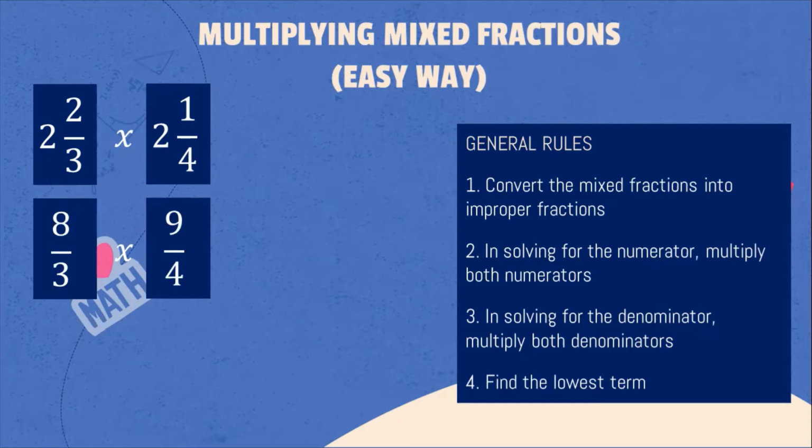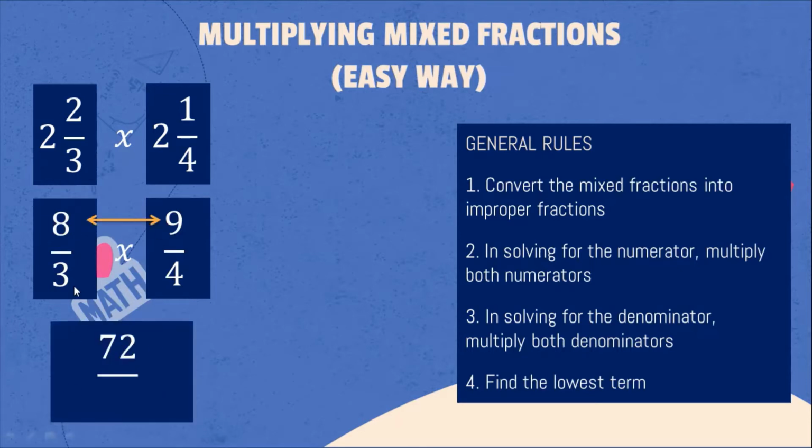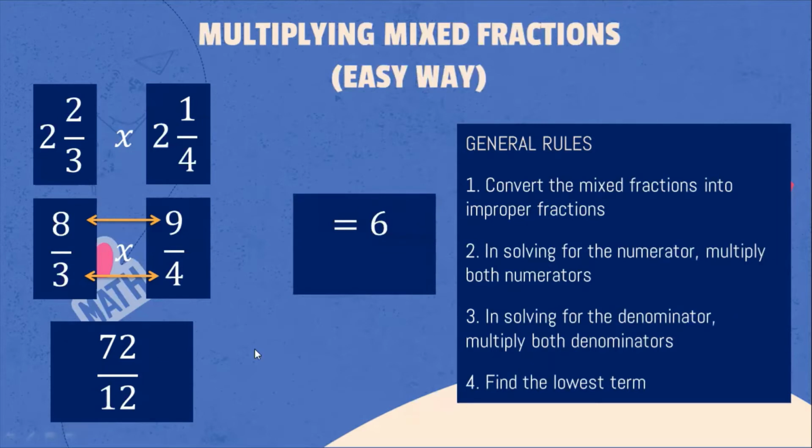In solving for the numerator, multiply both numerators. 8 times 9, that is 72. In solving for the denominator, multiply both denominators. 3 times 4, that is 12. Then find the lowest term of 72 over 12. 72 divided by 12 is 6, exact 6, or 6 over 1. So we have a whole number answer on this example.